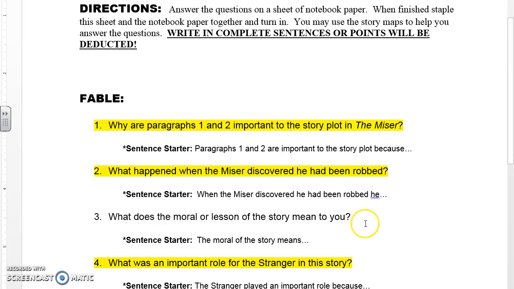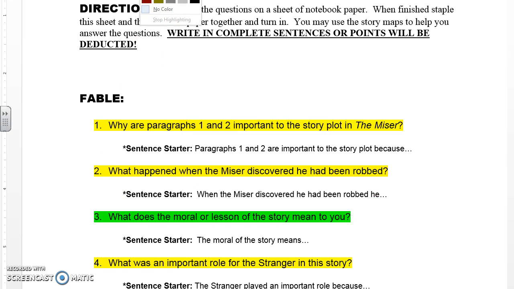Now, number 3 is asking you what the moral or the lesson of the story means to you. If you notice, at the end of your fable, I included the moral or lesson of the story. I want you to take that, internalize it, which I mean think about it, and tell me what that means to you. How would that apply to your life today?